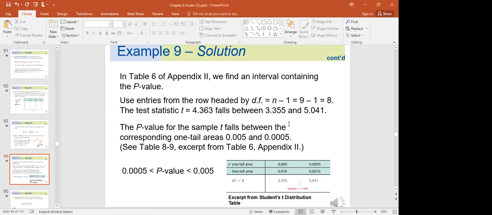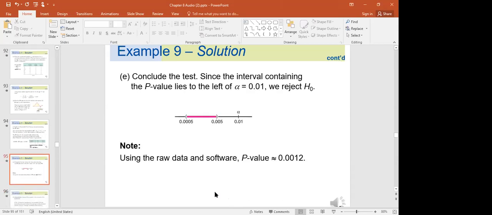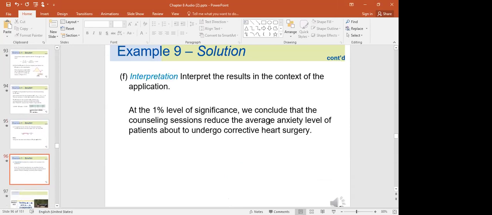So that was the p-value, which, as I told you, your book will be discussing as a range of values. You have the exact value, which you will compare to 0.01. You can see that this p-value, 0.0012, is less than 0.01. So we reject the null hypothesis, and we can conclude that at the 1% level of significance, there is enough evidence to support the claim that counseling actually reduces anxiety level.